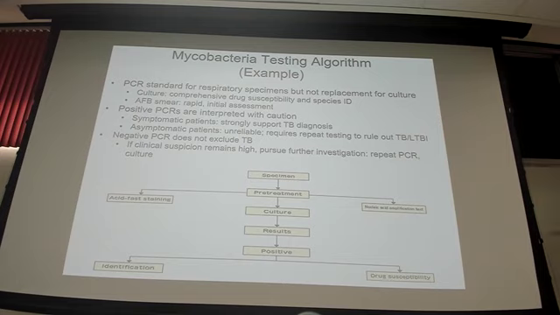This is an example of a simplified algorithm for testing when you suspect a patient might have tuberculosis. They would be presenting with signs and symptoms of tuberculosis, some respiratory infection. Maybe they have a travel history that indicates they've been out of the country. You'd submit a sputum specimen down to the lab for TB testing.